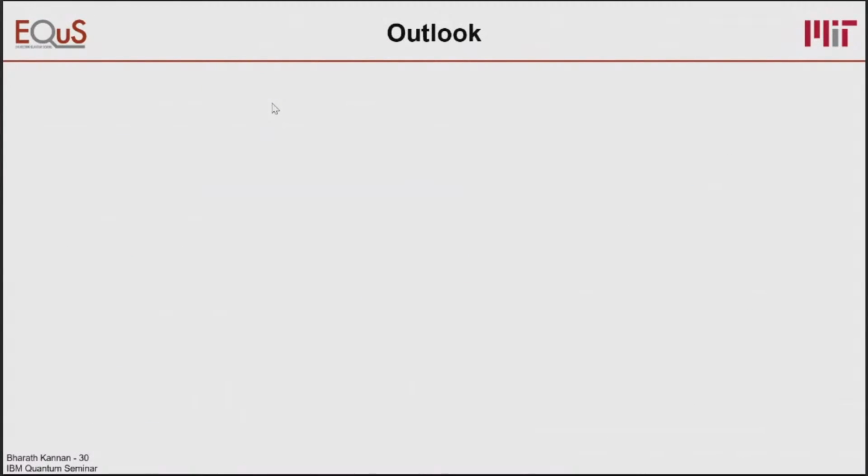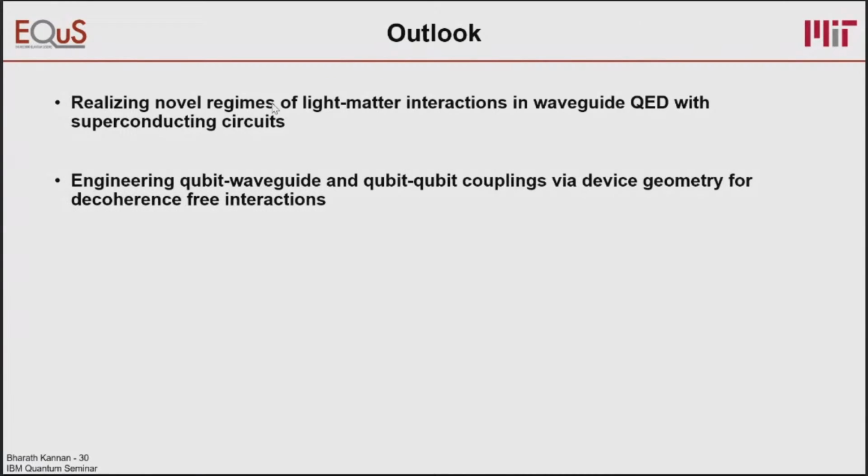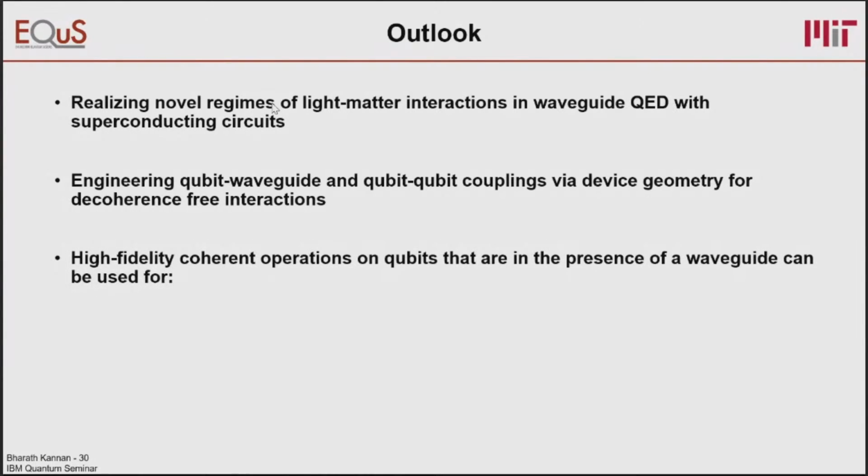So with that, we can now do a little bit of outlook. We've realized a rather novel regime of light-matter interactions, and we've done it in, I would say, a very clean way. We're able to get these decoherence-free frequencies, and our theory matches very well with what we expect from experiment. And we've also shown how to engineer these qubit-waveguide and qubit-qubit couplings via the device geometry in order to, for example, perform some coherent quantum operation.